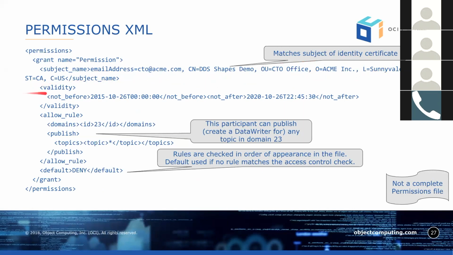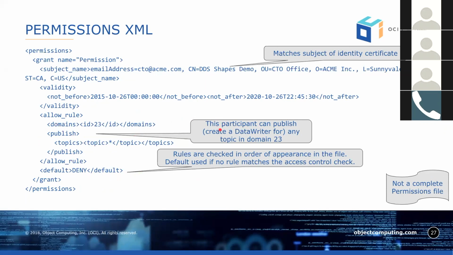Permissions have a start time and an end time, so they can expire at a certain time. And they contain a set of allow and deny rules followed by a default. In the simple example, we have an allow rule. Default is deny. So for any action that needs to be checked against permissions, the built-in plugin will go ahead and look for a rule that allows that action to happen.